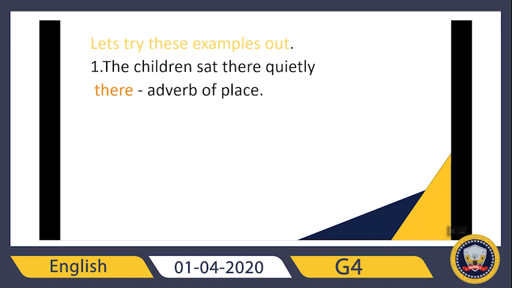So let's take a look at the next example. We also have quietly. They sat there quietly. So there and quietly are examples of adverbs in the sentence. Quietly is an adverb of manner. The way they were being what? Being seated. They sat down quietly. They sat there quietly. So there is an adverb of place, while quietly is an adverb of manner.